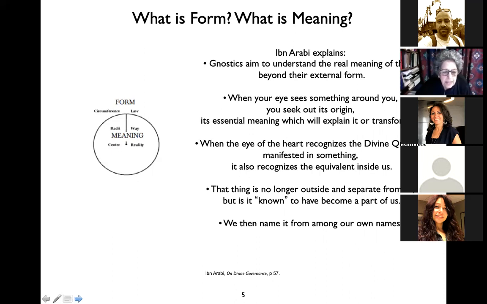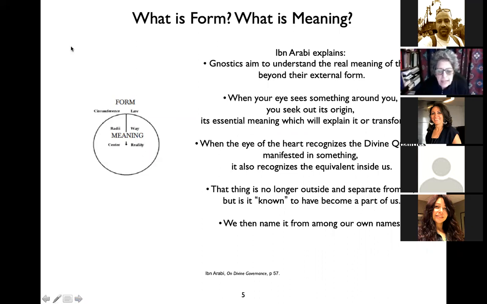We can look at it as the law, and then this is the way, and then reality. So they're seen as Sharia, Tariqa, and Haqiqa. This is how they're described. So Ibn Arabi explains, Gnostics, that's Arifin, aim to understand the real meaning of things beyond their external form. In the world today, we just look at the external form, our body, for instance, take care of that. But we forget sometimes that we have a spiritual interior that we need to be in contact with.